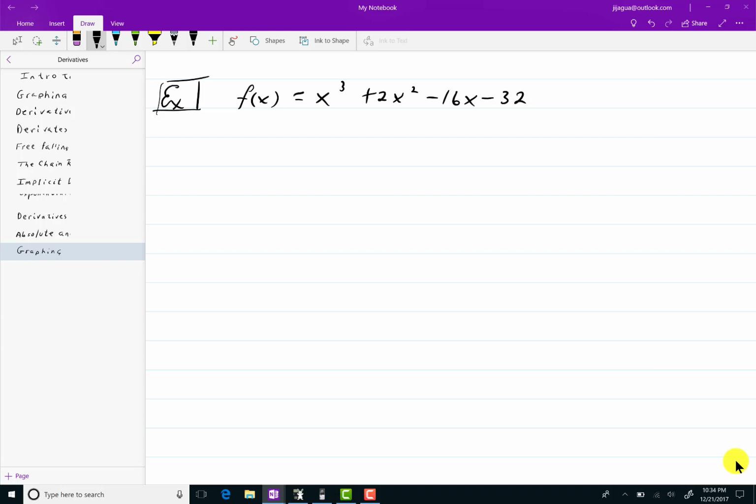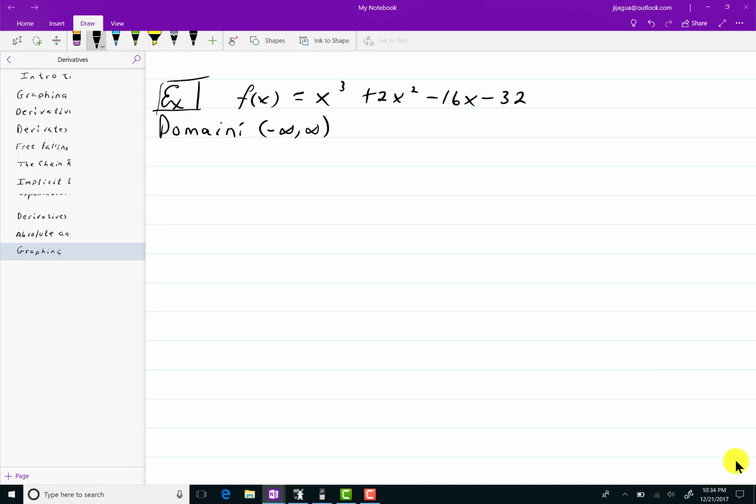Now the first thing I usually do is pick up the domain. With any polynomial, this is easy. It's negative infinity to infinity. The range, I do know what the range is. To be honest with you, I already know some of what this graph is going to look like.